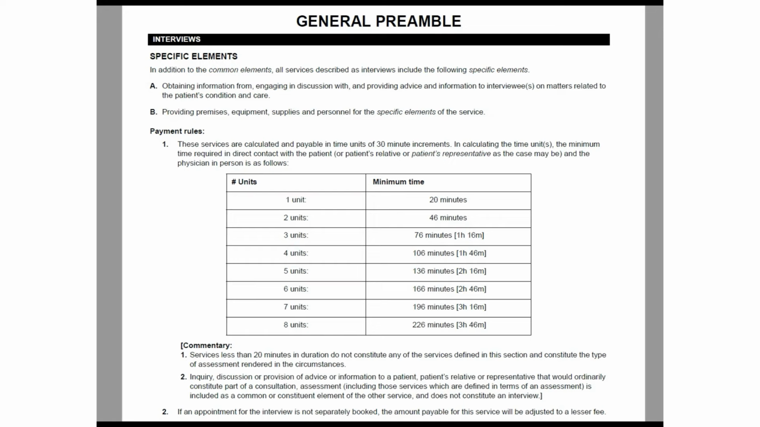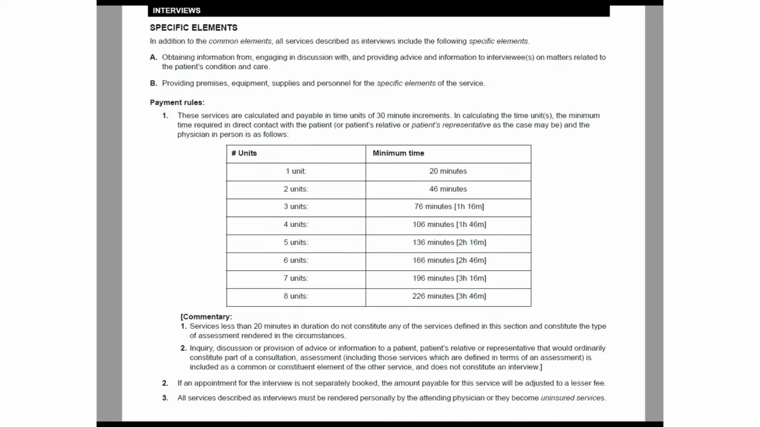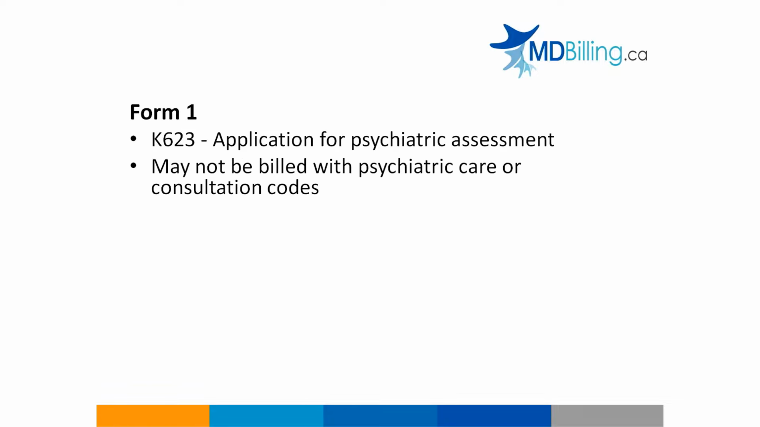Please refer to the Schedule of Benefits section GP41 for calculating the time units and the minimum time required in direct contact with the patient or patient's representative. There are 2 forms which will be used frequently. Form 1, K623, is application for psychiatric assessments that include necessary history, examination, notification of the patient, family and relevant authorities, and completion of form in accordance with the Mental Health Act.